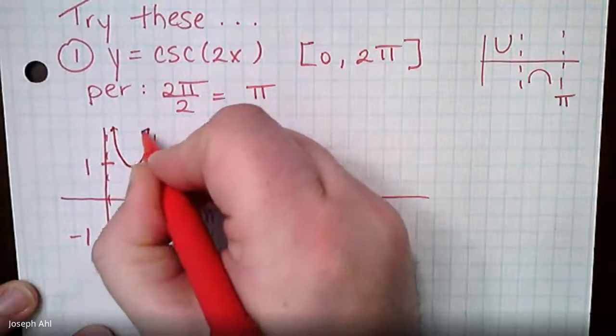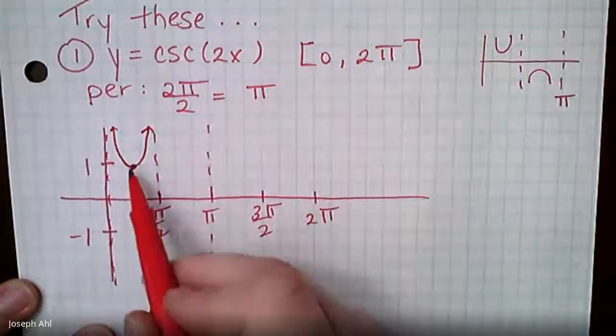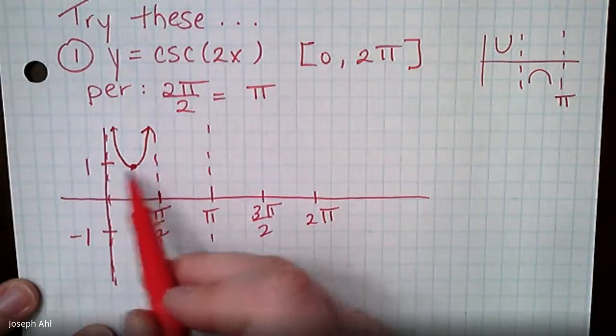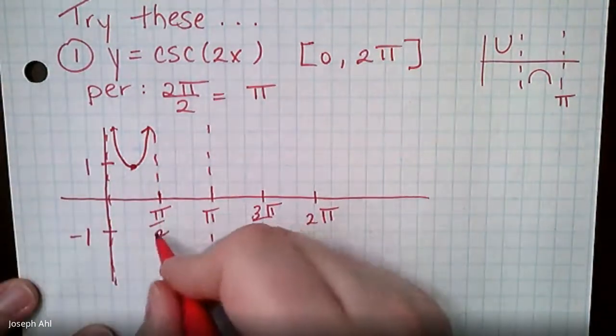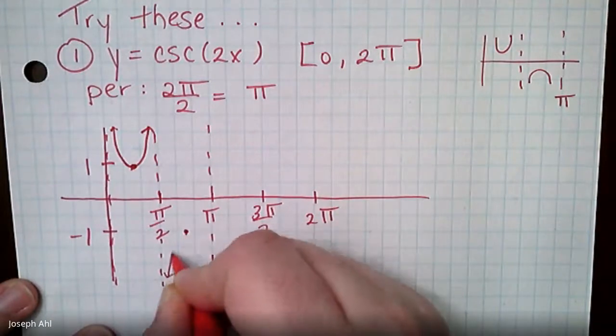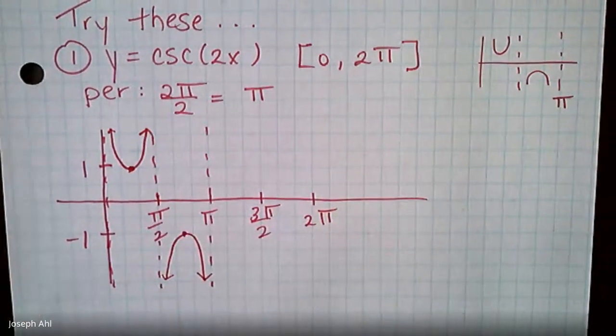You're going to see the smiling parabola touch at 1. And that place where it hits the lowest value of 1 up here is midway in between 0 and pi over 2. So similarly, midway in between pi over 2 and pi, we're going to be at negative 1. Okay, and then you're going to see the upside down parabola. So that's the first part.